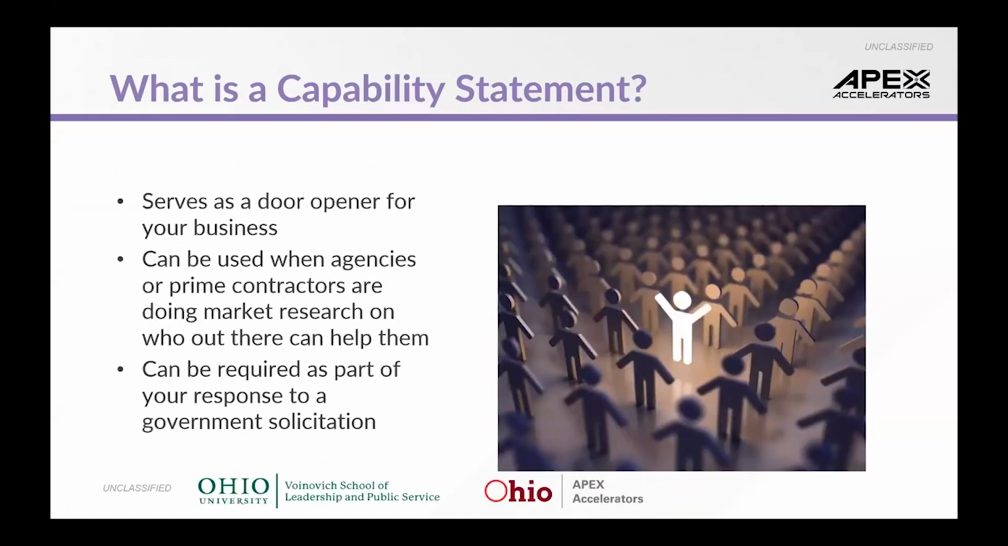First of all, our definition of what is a capability statement. It serves as a door opener for your business when you're going after government contracting. It's used a lot when you're talking to agencies or prime contractors for government agencies, when they're doing market research, when they're looking for what kind of small businesses out there, women-owned small businesses out there that could help them out in doing what they need to have done.